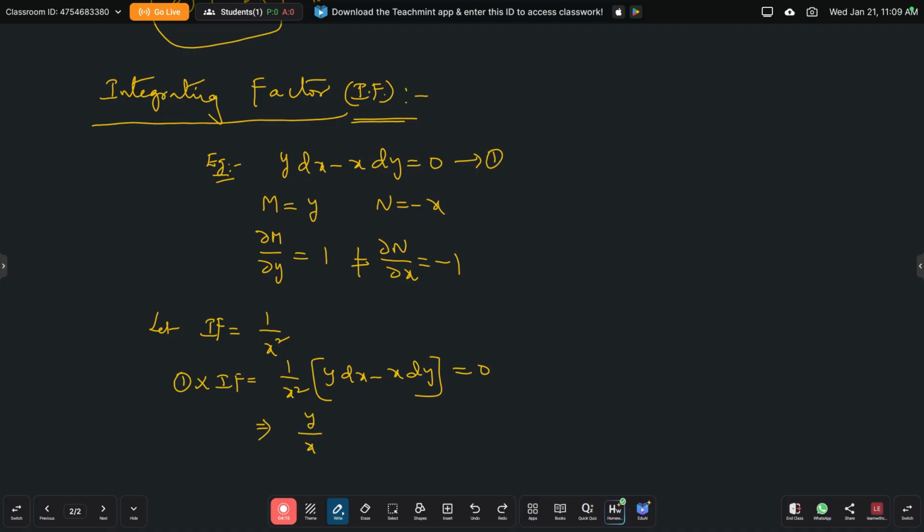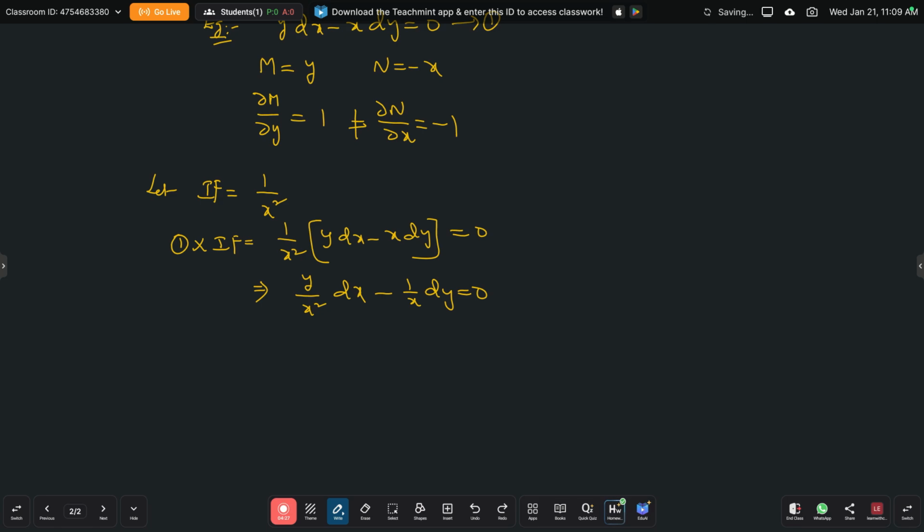Now, what will we get here? What is the first term? y/x² into dx. Now, x/x² is 1/x. So minus 1/x into dy equal to 0. Now, we got a new equation. After doing the multiplication, I got a new equation. So, let us consider this as equation 2.